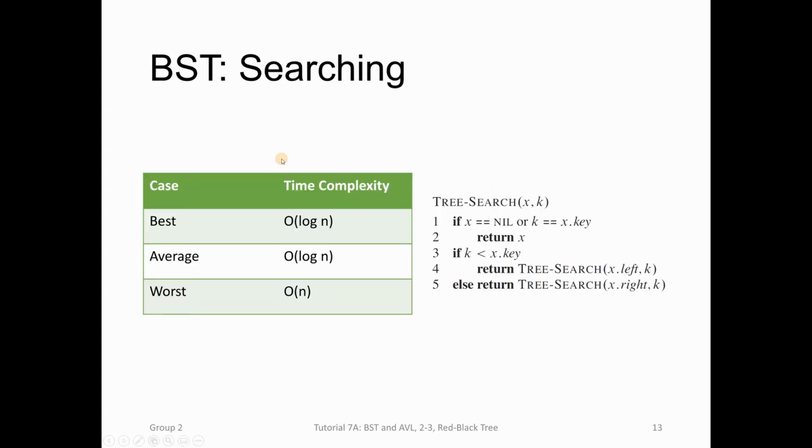This is a table of the time complexity of the searching operation. You can see the best and the average time complexity is big O(log n), and the worst is big O(n). This is the pseudocode.